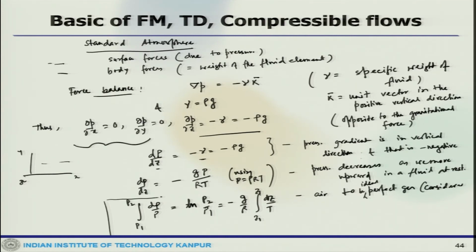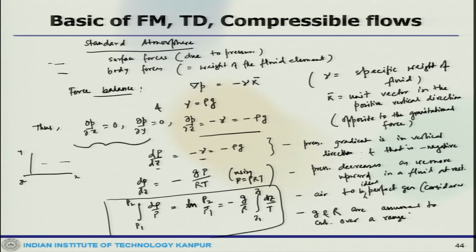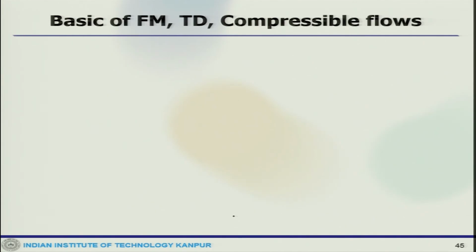So, here g and R are assumed to be constant over a range of elevation. Otherwise they cannot be taken out of the integration and we cannot do this integration. So, this actually provides the variation of pressure in Earth's atmosphere.